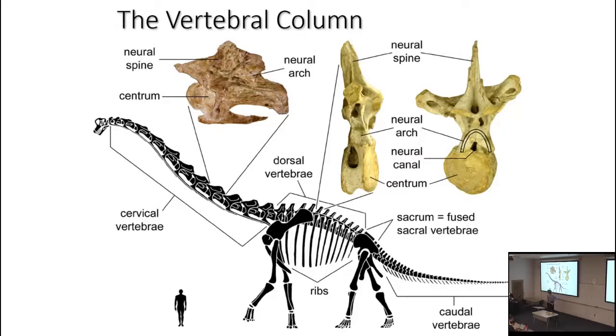The sacral vertebrae of the hips. In most dinosaurs, the sacral vertebrae fuse together. And when they fuse together, we call them a single thing. We call them the sacrum, although it's made up of individual fused vertebrae. And then the tail vertebrae are the caudal vertebrae.